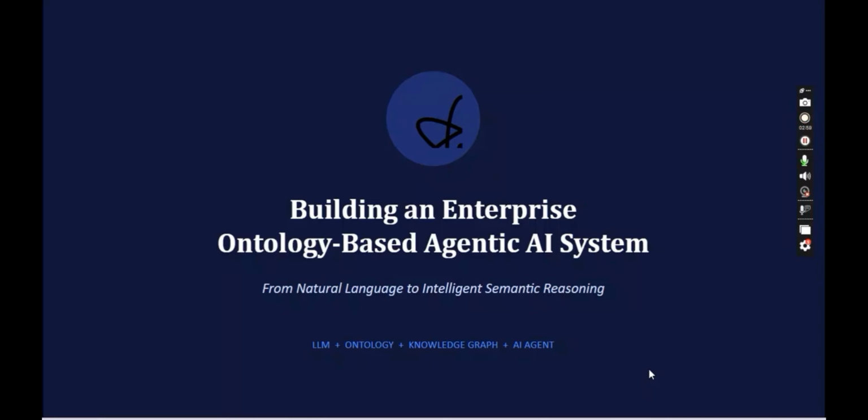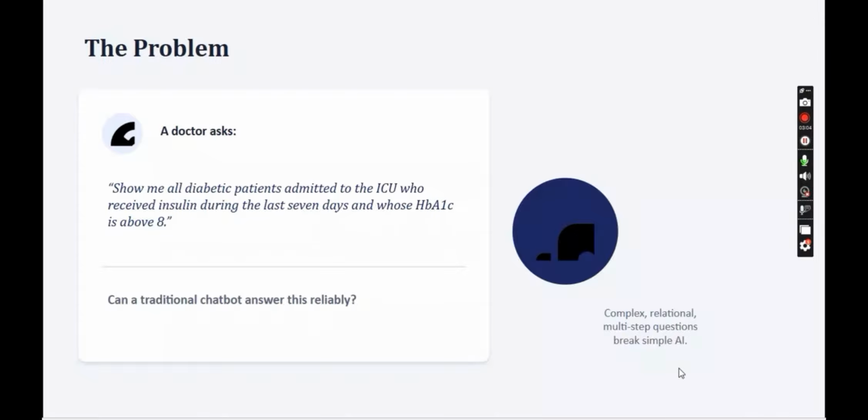So let's begin with a question. If someone asks an AI assistant, show me all diabetic patients admitted to the ICU who received insulin during the last 7 days and whose HbA1c is above 8. Can a normal chatbot answer this? Probably not. Can a traditional SQL database answer it? Possibly, but the user does not know SQL. Can a simple RAG application answer it?